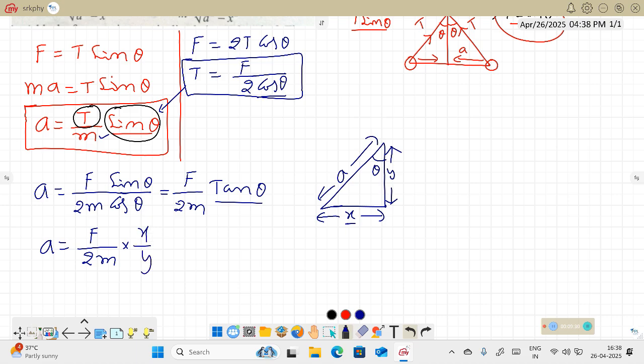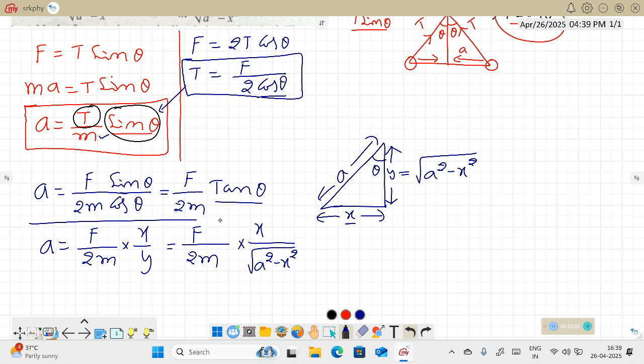According to the given question, x is given, but the y value is not represented in our options, so we have to modify that into known terms. So what is the y value? If you see the triangle, using Pythagoras theorem, a square is equal to y square plus x square, so y square is equal to a square minus x square. So y is under root of a square minus x square. Put that value: f by 2m into x by, what is y? Y is equal to under root of a square minus x square.